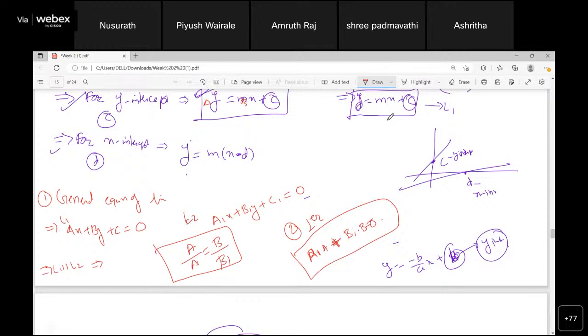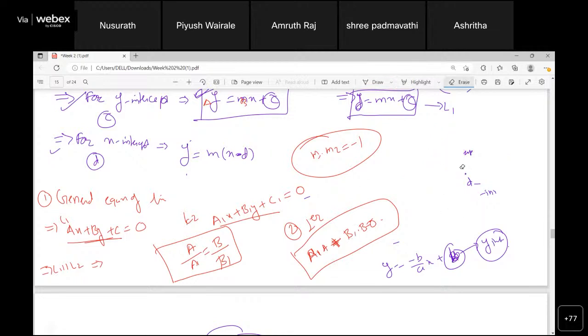A1 into A plus B1 into B equals 0. M1 into M2 is -1, right? Yes, it is the sum of the products. Okay, now what is M1 for this line and what is M2 for this line? Just find out, then we'll get this equation.